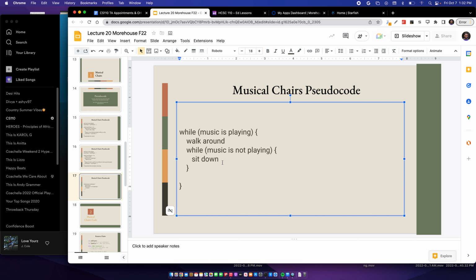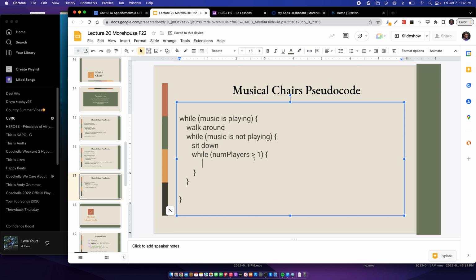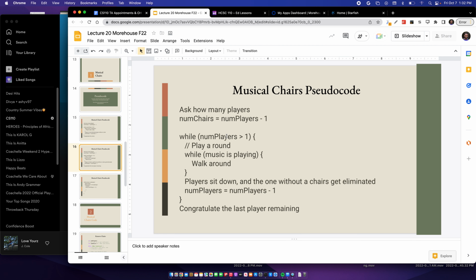And then in here, people were putting a third while loop that was like while num players is greater than 1. Then they're saying like, or while it's not less than 1, end game. It doesn't really fit the flow of how musical chairs actually works, right? In musical chairs, we think of it like this, where while there's still players remaining, we do another round, and in a round, we play the music, and we walk, and then we sit. Yep. Okay. Cool.